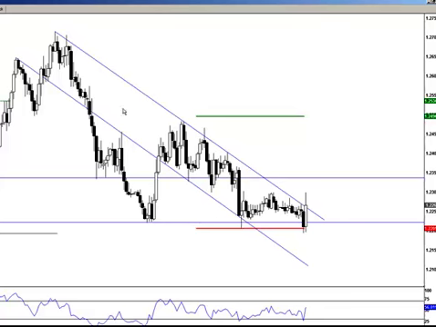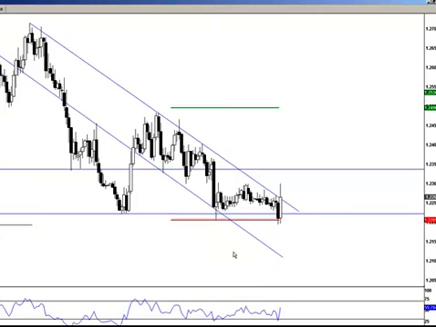As you can see, once we entered the channel here on about the 6th, we've just been bouncing up and down in between the channel, and we're looking at a 120-minute chart, or basically a 2-hour chart here. And ignore my little red and green lines.